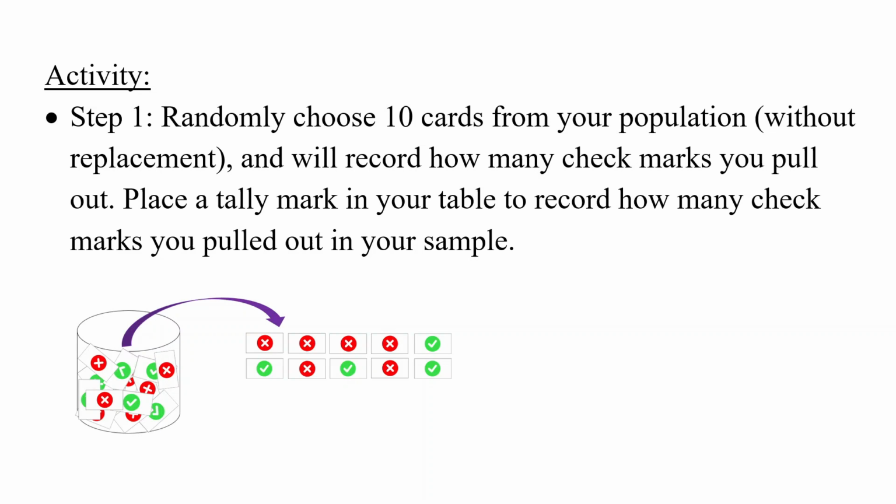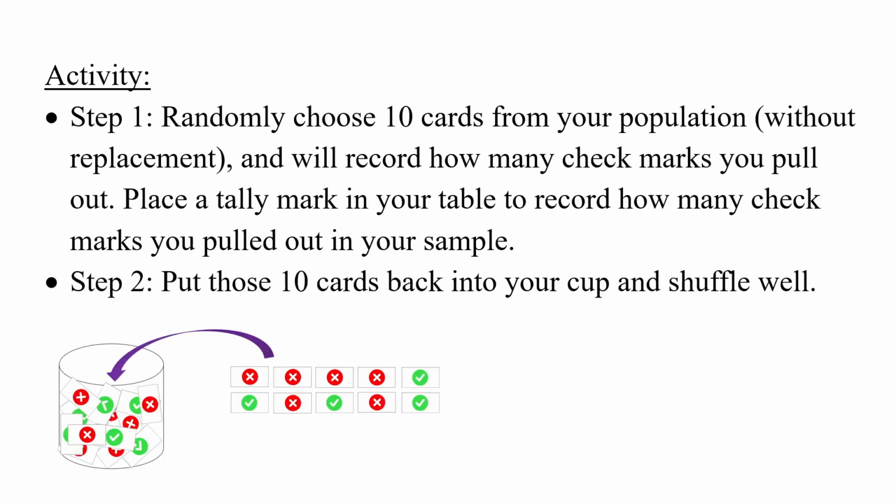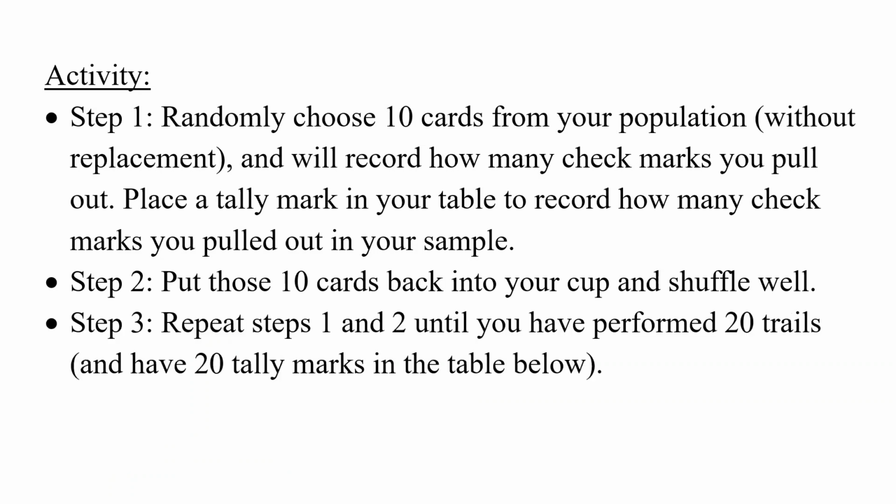We take out 10 cards, and we're going to record in our table how many check mark cards we pull out. We'll keep track with a tally in our table to record how many check marks there are in each of our samples. After we record that in our table, we put the 10 cards back into our population so that our population size once again becomes 100. We're going to shuffle them up very well, and then we're going to repeat it again until we have performed 20 trials. So 20 trials, that's going to be how many times we are going to run this simulation.